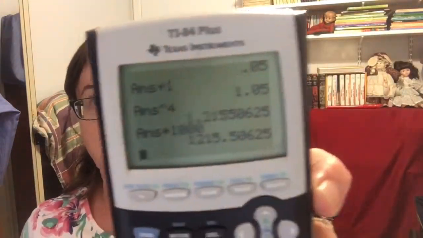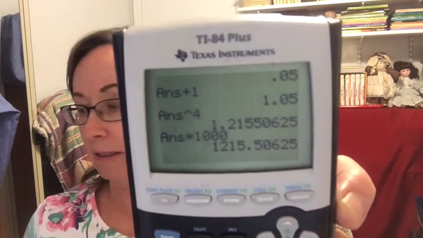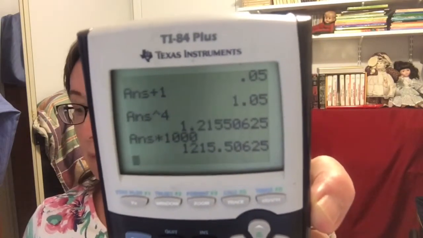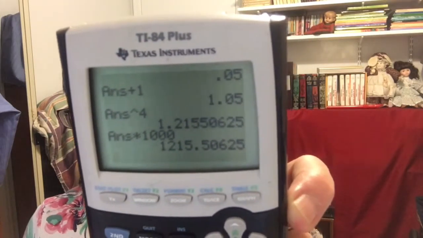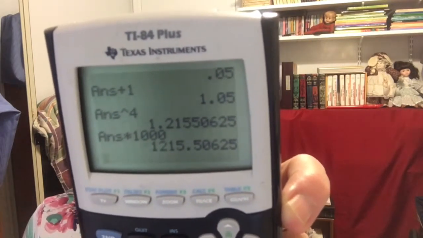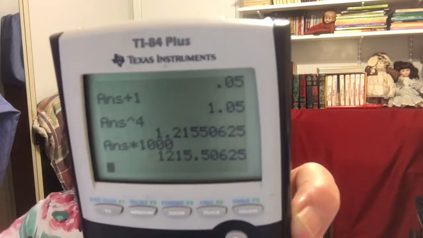And then I'm going to take 1.2155 and multiply it by 1,000, which was my principal. And I get $1,215.51, which is the answer. So there's your answer there on the calculator. And of course, they're going to turn that into money, and they're going to round it to 51 cents on the end. So $1,215.51 for that one, which is what we got.